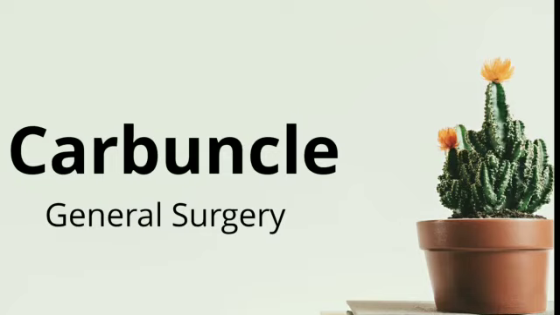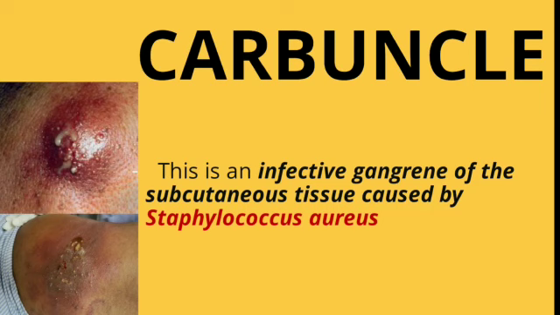So today's topic is going to be carbuncle from general surgery. This is an important topic which is usually asked as a short note. So let's get started. Carbuncle. Carbuncle is an infective gangrene of the subcutaneous tissue caused by Staphylococcus aureus. It's a very simple definition.